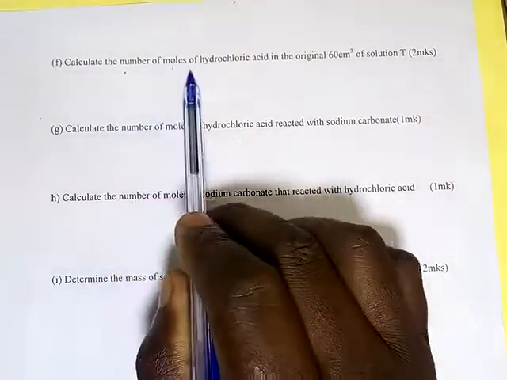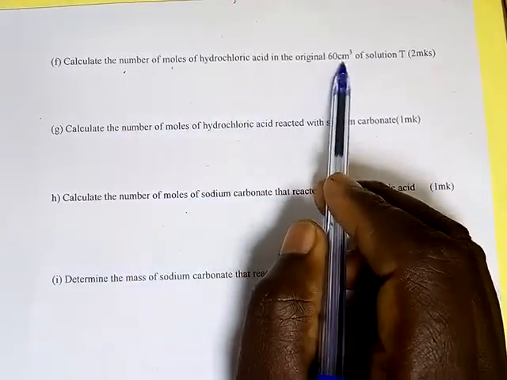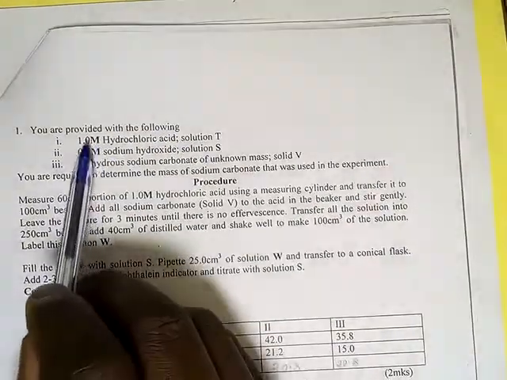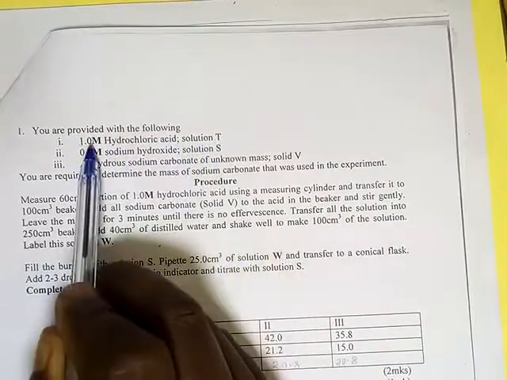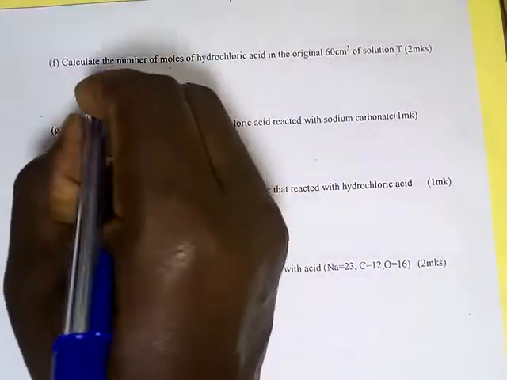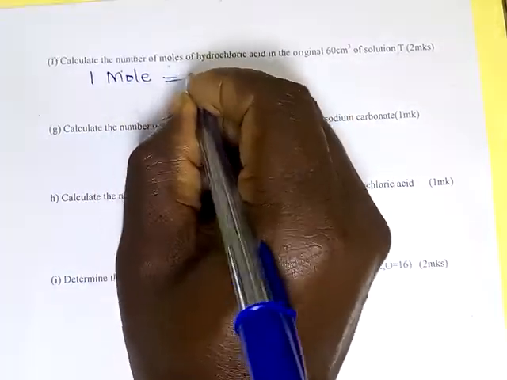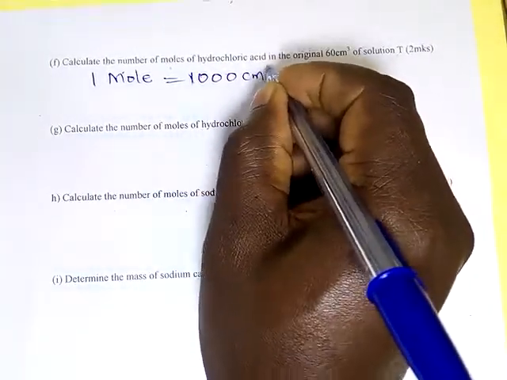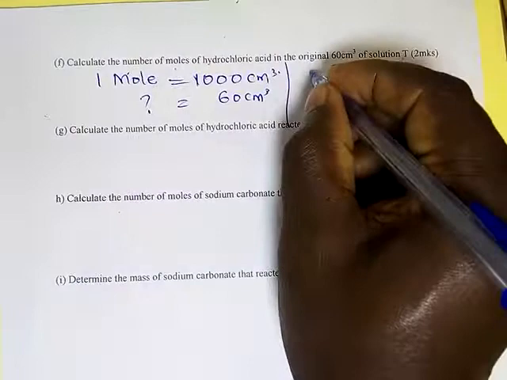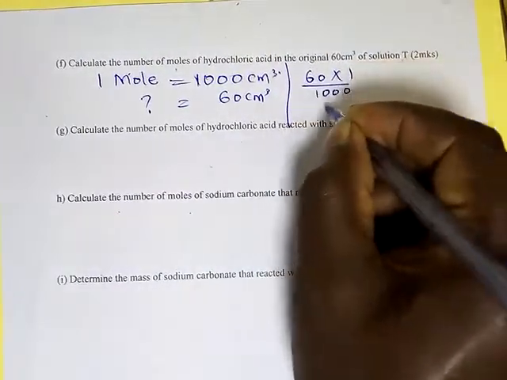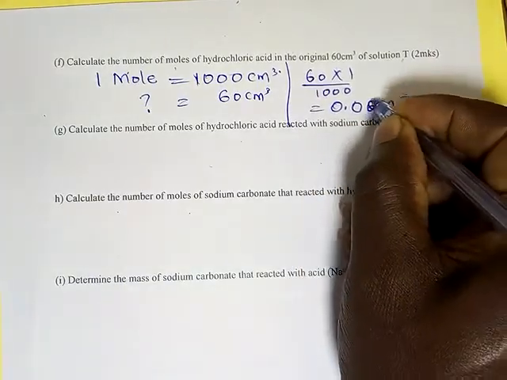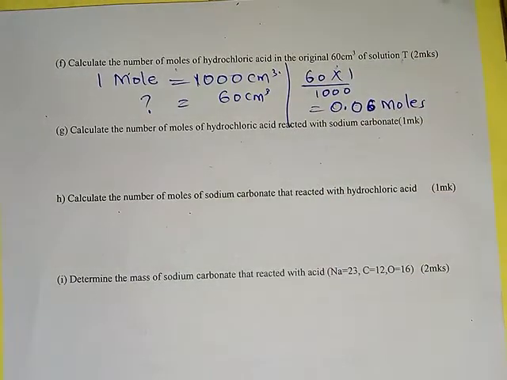Calculate the number of moles of hydrochloric acid in the original 60 cm³ of solution T. That one is simple because we have the concentration of solution T. 1 molar hydrochloric acid in solution T. So this is the number of moles in 1 liter. What about the volume that we have been given? 1 mole is in 1000 cm³. 60 cm³ will contain how many? So it is 60 times 1 divided by 1000, and this one is going to give us 0.06 moles. This is the number of moles in 60 of the original solution.